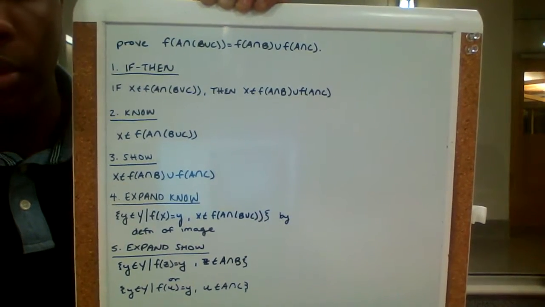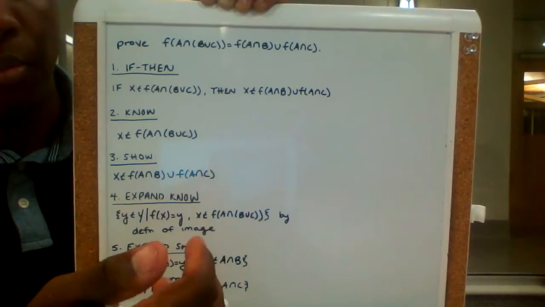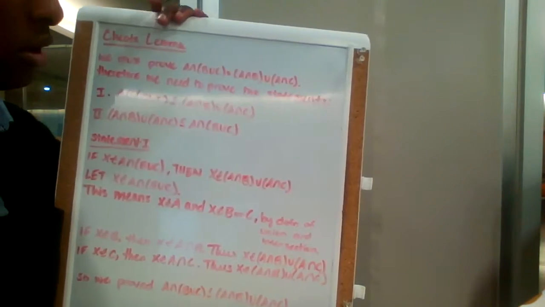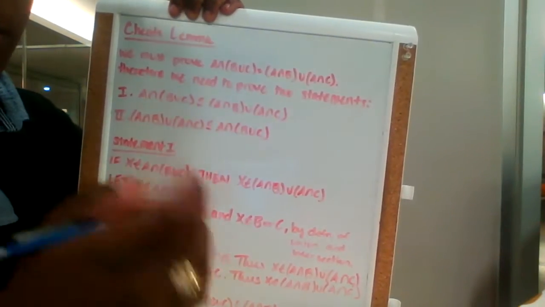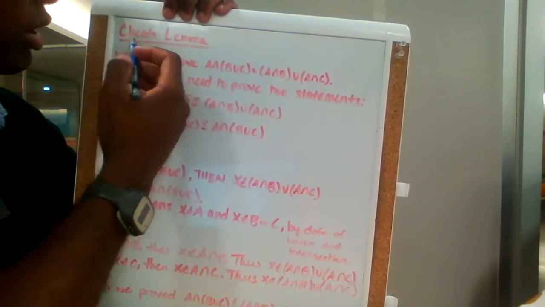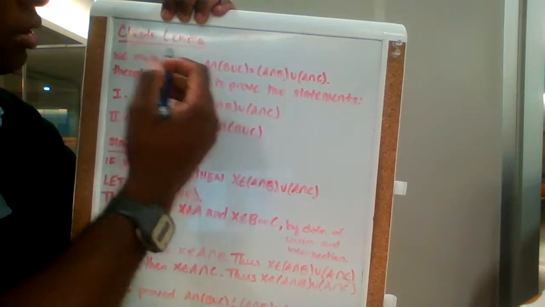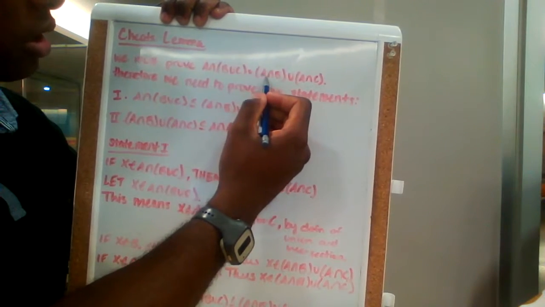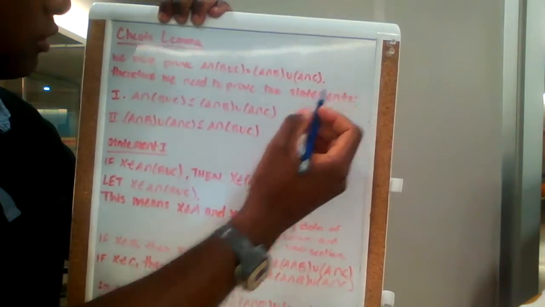The final step of the proof guide is to do the complete proof. Before we begin our proof, we need to define what I'm calling Cheat's lemma, and that is to prove that A intersect (B union C) is equal to (A intersect B) union (A intersect C).